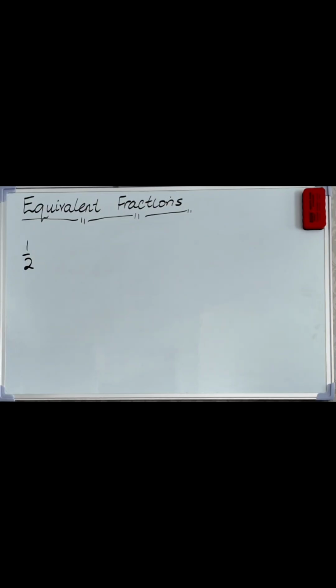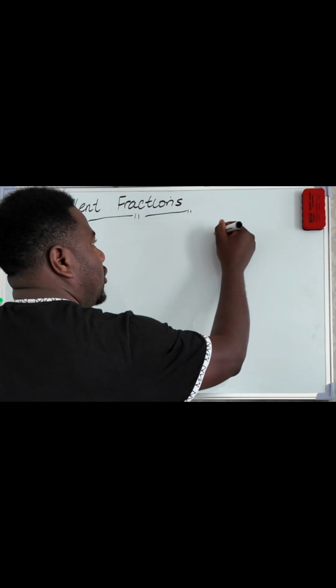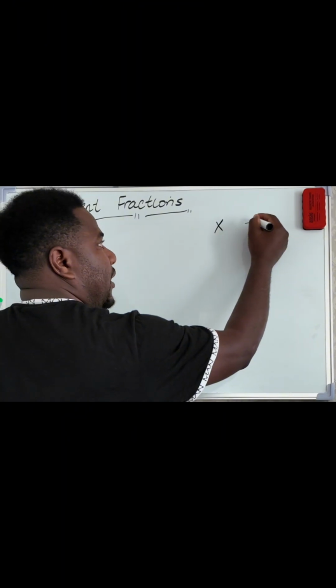Today we are looking at how do we find bigger equivalent fractions or how do we find smaller equivalent fractions. So what we're going to do is to increase our fractions, that is to make them bigger, or to decrease or to reduce them, that is to make them smaller. We simply multiply or divide.